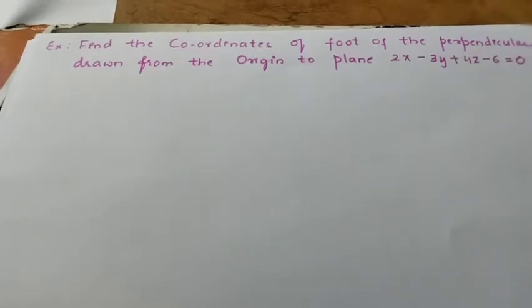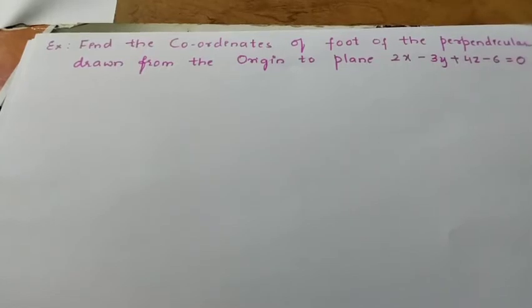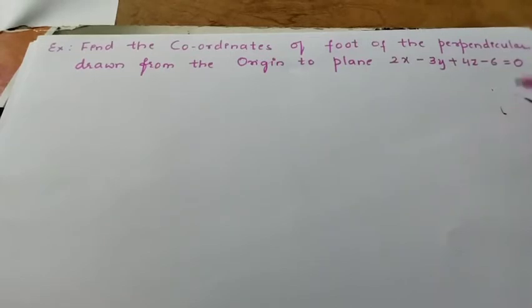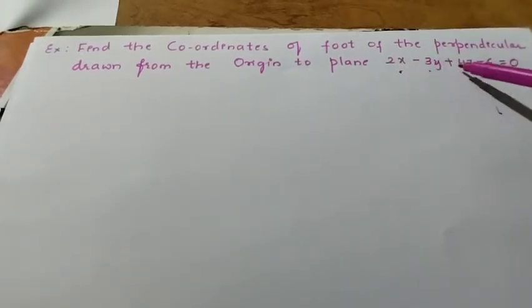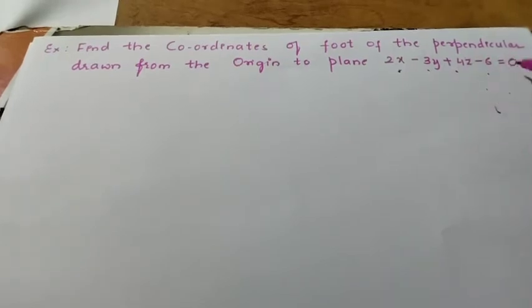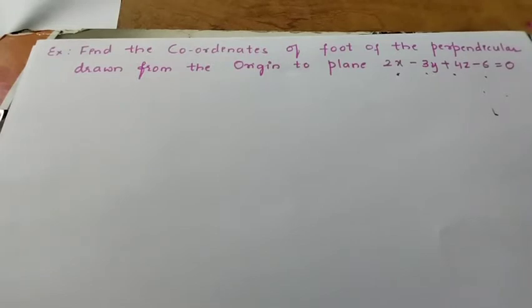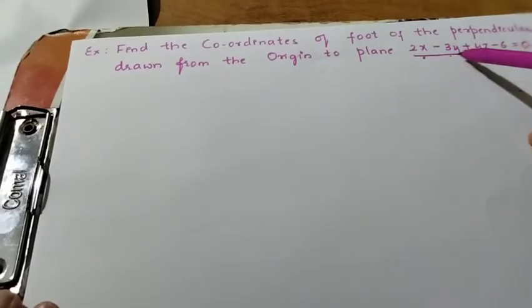Here, find the coordinates of the foot of the perpendicular drawn from the origin. The foot of the perpendicular is drawn from the origin to the plane. The equation of the plane is given as 2x minus 3y plus 4z minus 6 is equal to 0. This is the equation given to you. Now the normal form, how can we write it? This is your equation.